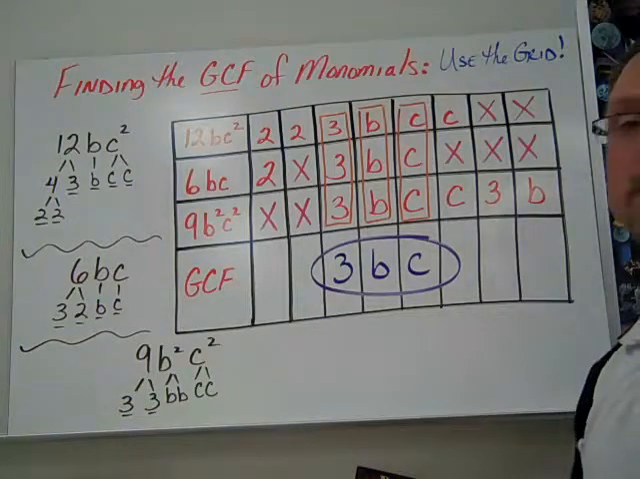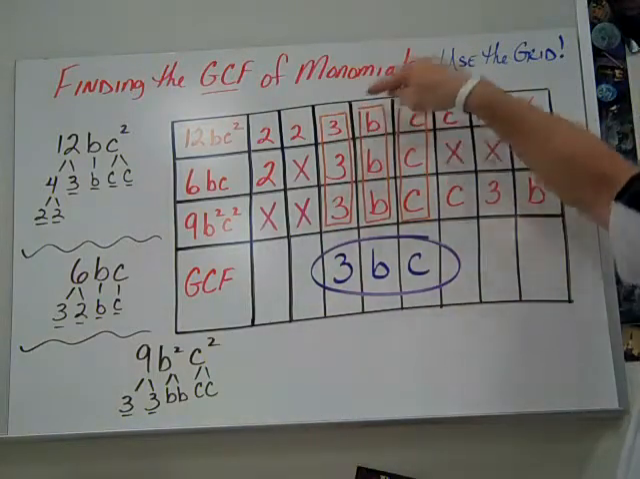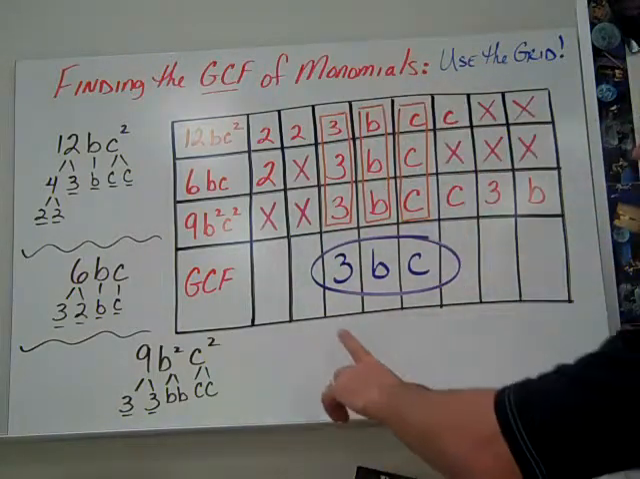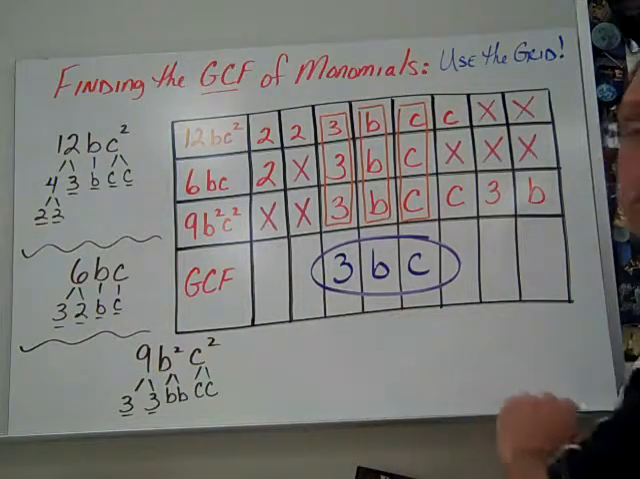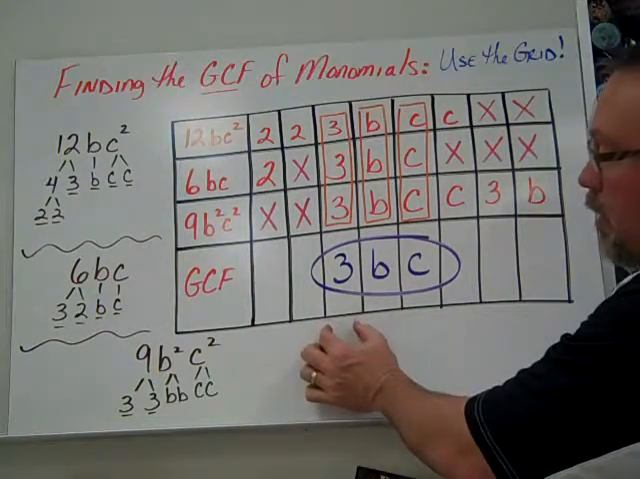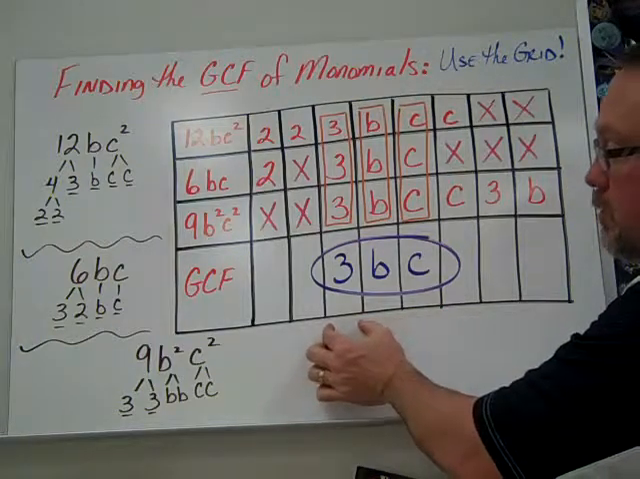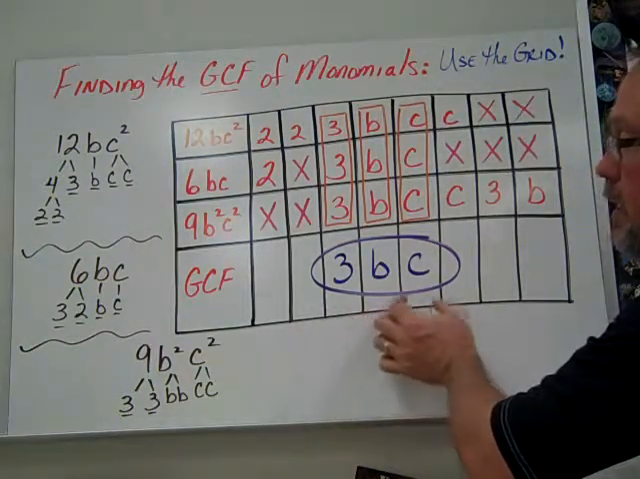For the greatest common factor, we're going to bring down only the columns that are filled. If we have more than one, we're going to multiply them, and being that we have a 3 and 2 letters, it's just 3bc, or 3 times b times c.